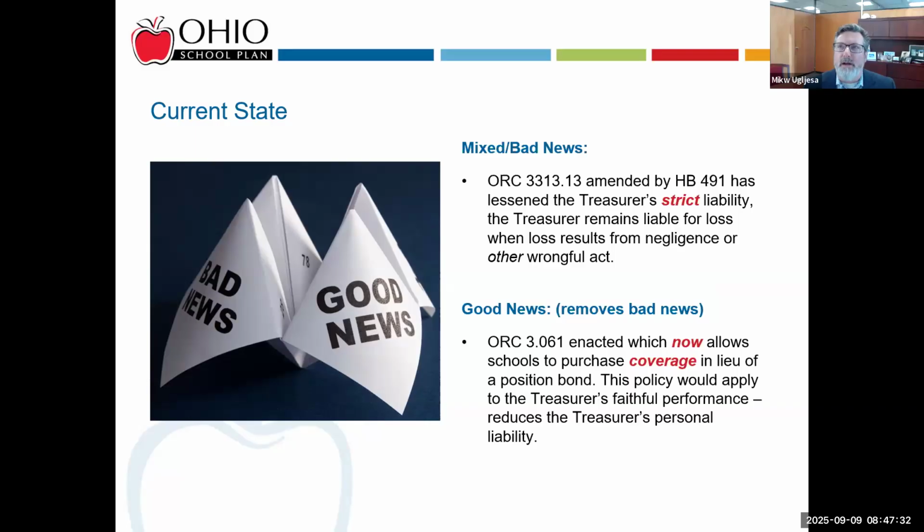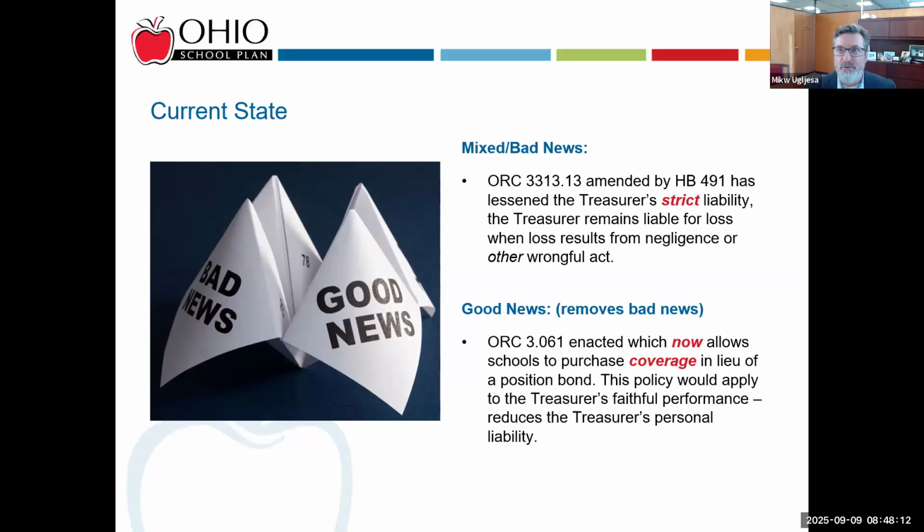Yeah, so where we are now, as Bill mentioned, there's been some changes over the past few years, 2 separate changes that have impacted how this operational risk is handled and financed. House Bill 491 lessened the treasurer's strict liability, as Bill mentioned, under this section of the code. The treasurers still remain liable for loss when loss results from negligence or other wrongful acts. So the language is still fairly broad, but it's not as strict as it used to be.